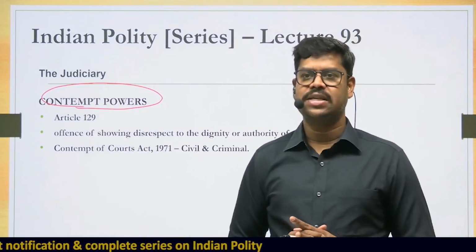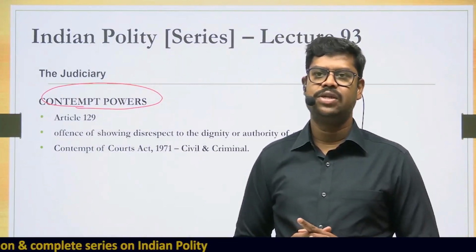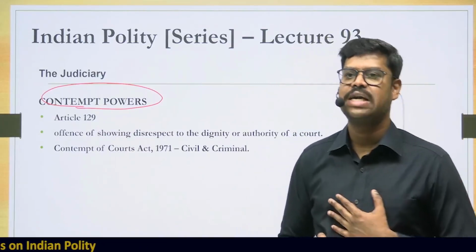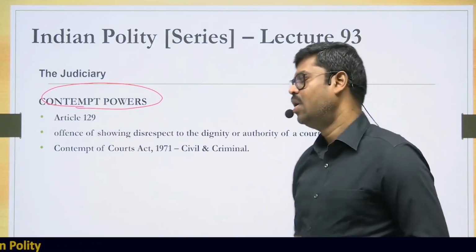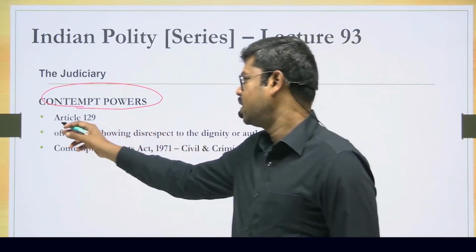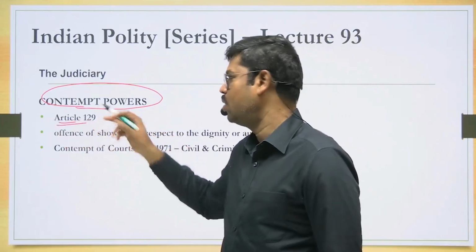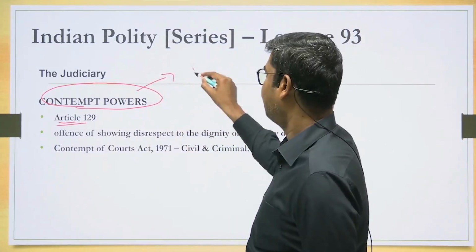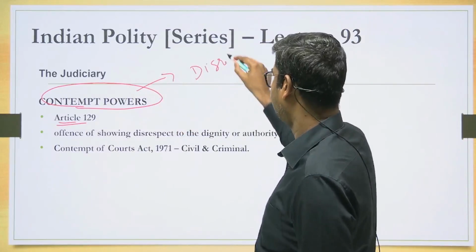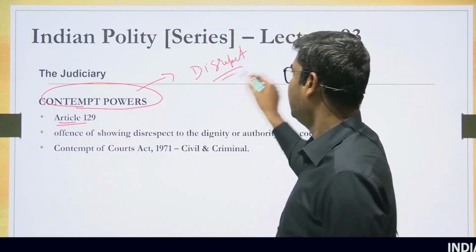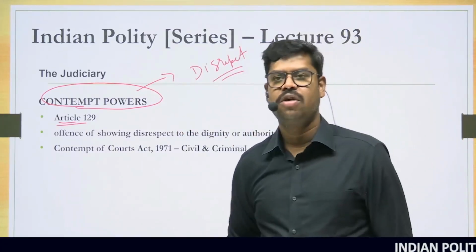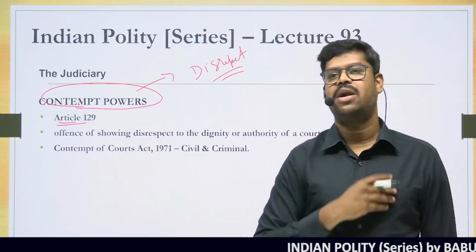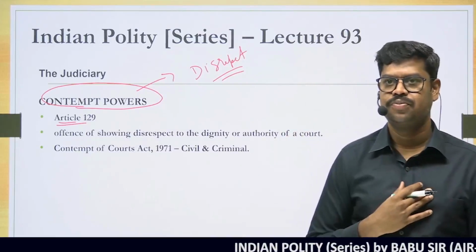If it is not accepted, or if there is any non-compliance with the orders passed by the court, then that can also be seen as what is called contempt of court. And the Supreme Court of India also exercises contempt powers under Article 129 of the Constitution. So basically contempt means a form of disrespect to the authority of the court. If anybody is showing disrespect to the authority of the court, then the Supreme Court of India shall have the power to punish them under Article 129 of the Constitution.